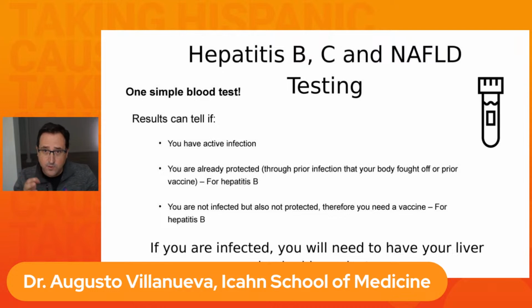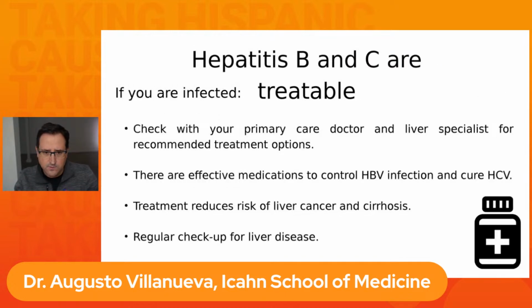If you have an active infection with hepatitis B or C, you need to check with your hepatologist, because these conditions generally need to be treated or at least followed. And yes, hepatitis B and C are treatable. Check with your PCP or your liver specialist. There are very effective medications to control hepatitis B infection. You cannot cure hepatitis B, but there are ways to decrease the replication to a point where the disease would not be a problem.